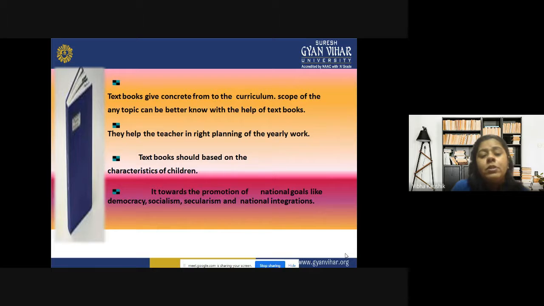Textbooks should be based on the characteristics of children. It means that when we write a textbook, it should be written in such a way that it fulfills the characteristics of children. It works towards the promotion of national goals like democracy, socialism, secularism and national integration. Our textbook should be written in such a way that it promotes our national goals.